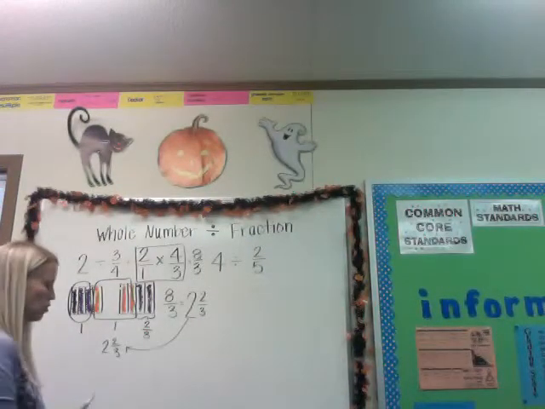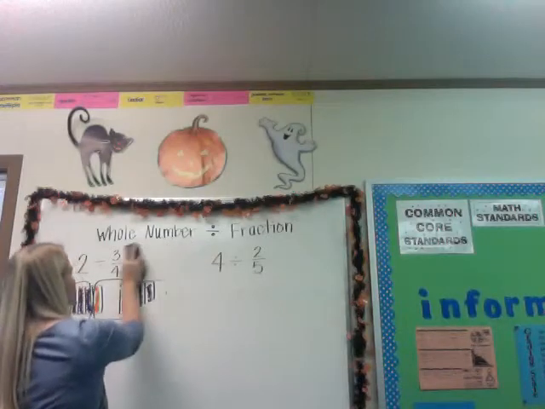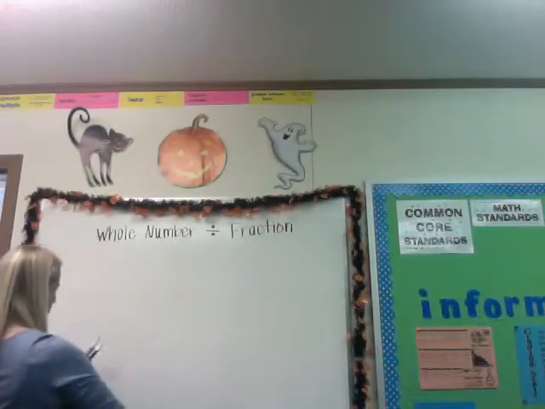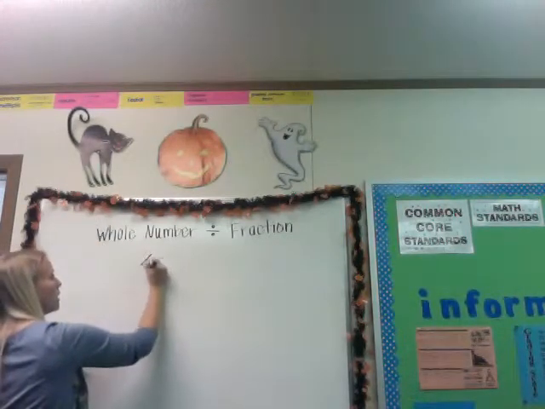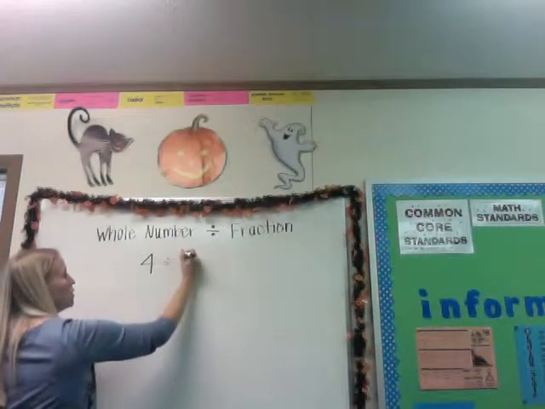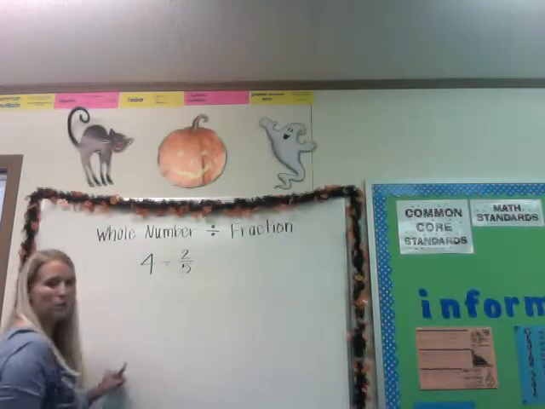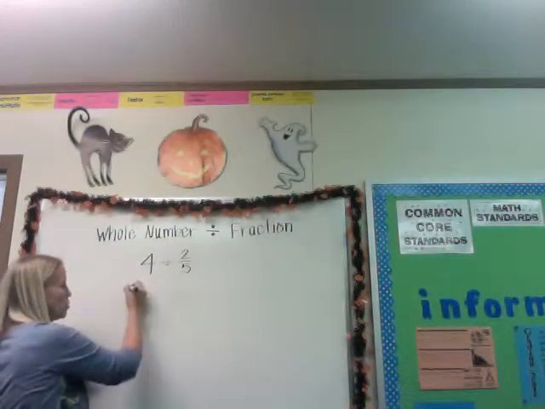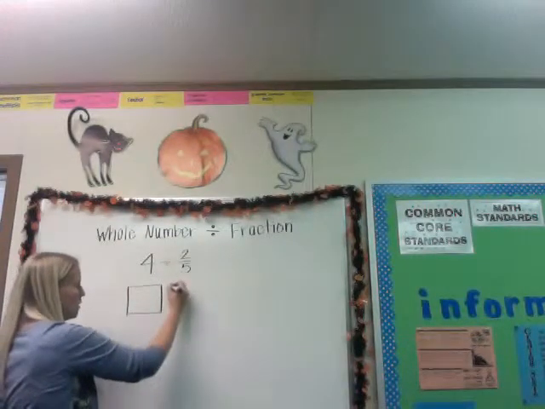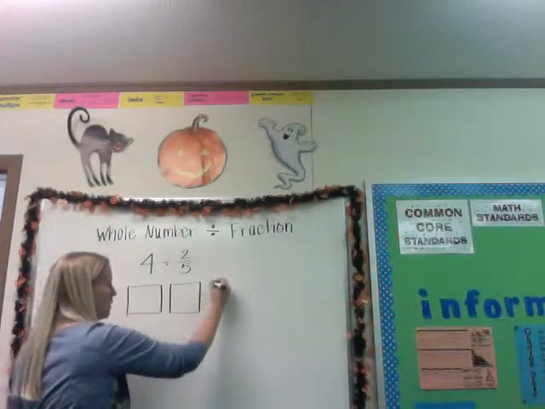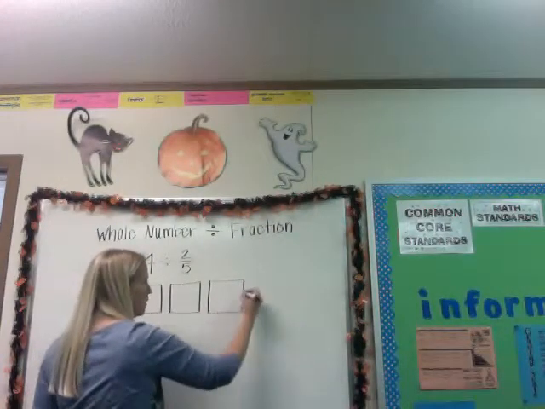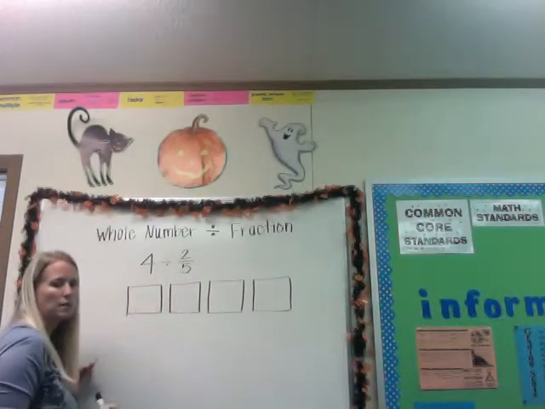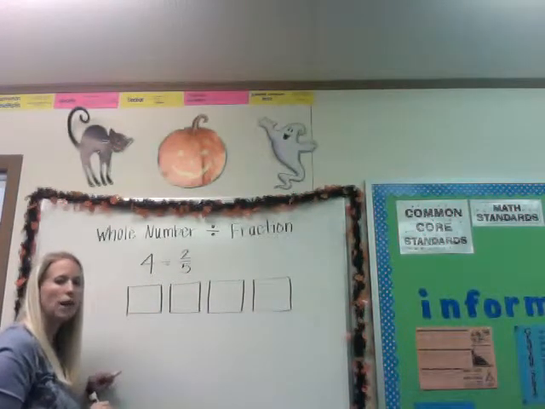Let's try this again just to make sure that there's no confusion. So I've got 4 divided by 2/5. I'm going to rewrite that so we got plenty of room. 4 divided by 2/5. Okay, first thing I'm going to do is draw a picture. Remember, the whole number tells you how many wholes you need to do, so I'm going to do 4 rectangles. The denominator of my fraction tells me how many pieces I need to divide each rectangle into, so I need to divide it into fifths.